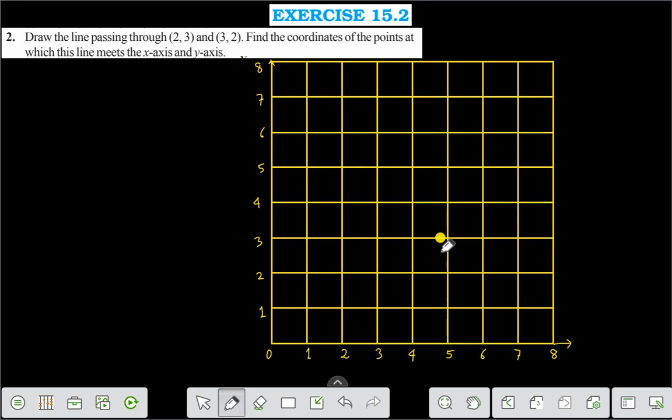Let us find the point (2, 3). The x-coordinate is 2 and the y-coordinate is 3. This point is (2, 3). And take another point (3, 2). The x is 3 and y is 2. This point is (3, 2).